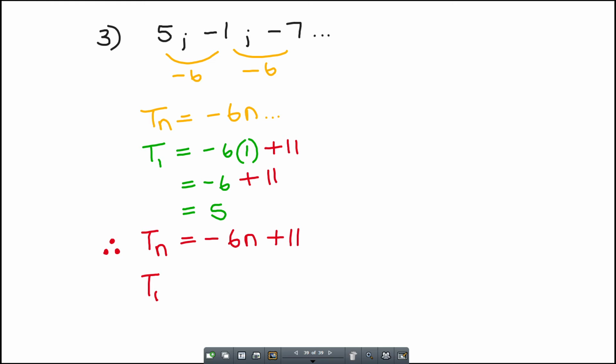So to get term 10, that gives me minus 60. Let's add 11. So again, what do I say? The formula or term n. They're asking for the 10th term and the general term. Remember, the nth term and the general term is the same thing.